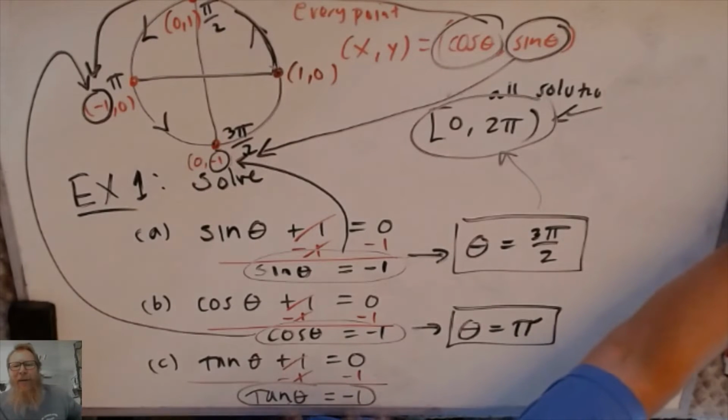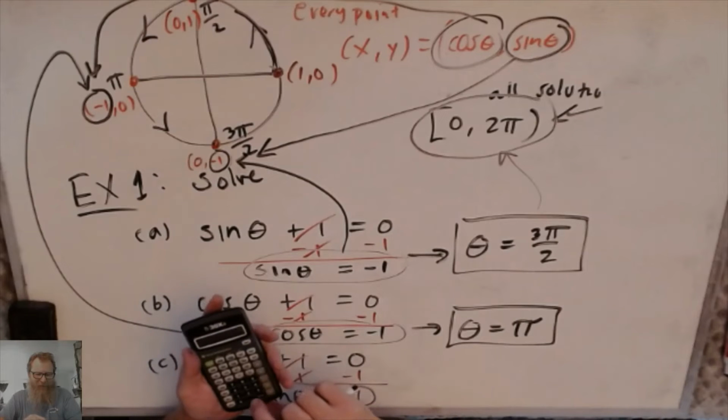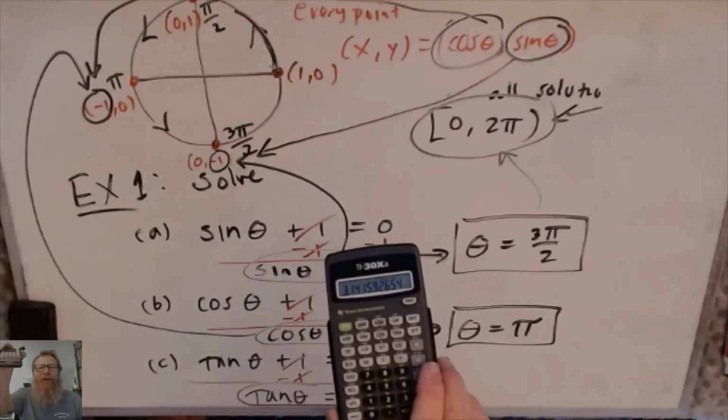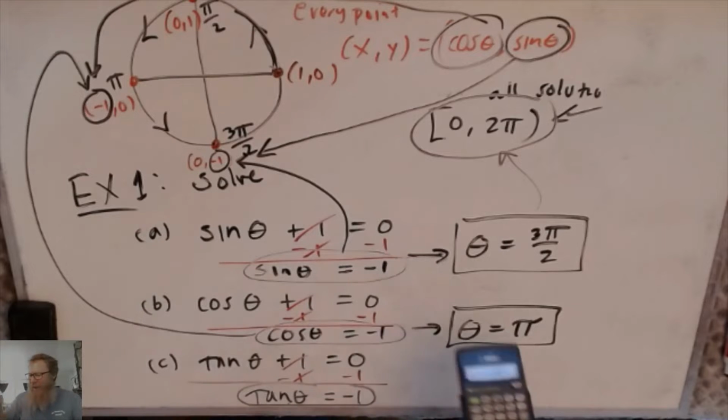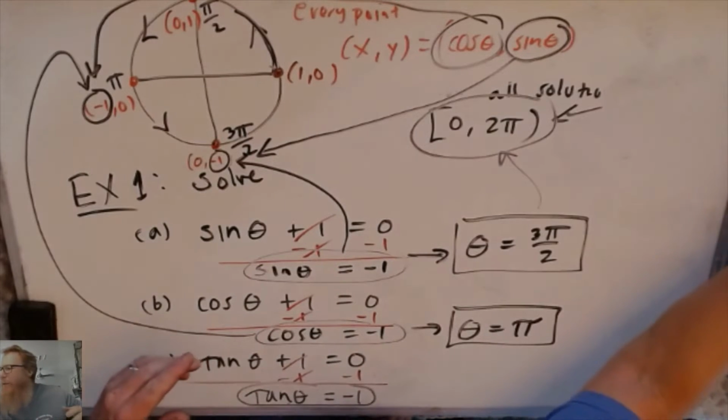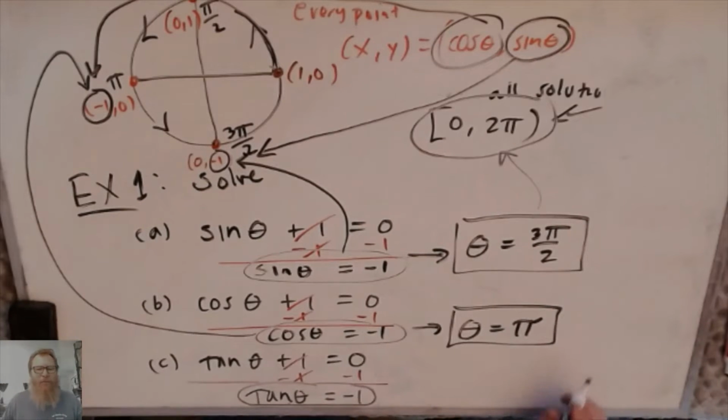If you do that one on your calculator, just for fun, you get negative 1, and then you hit cosine inverse, and what do you know? 3.14159. I think everybody would recognize that one. Pi is one of the easily recognizable numbers. Okay. Now, tangent is a little bit different.